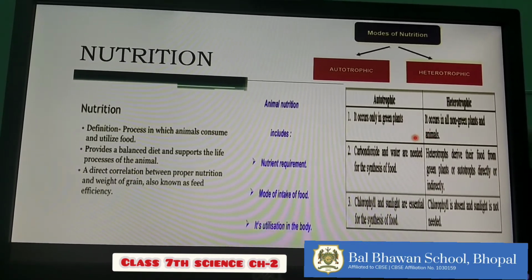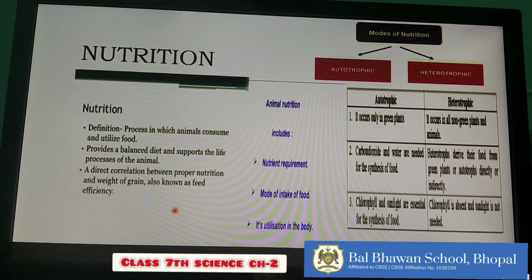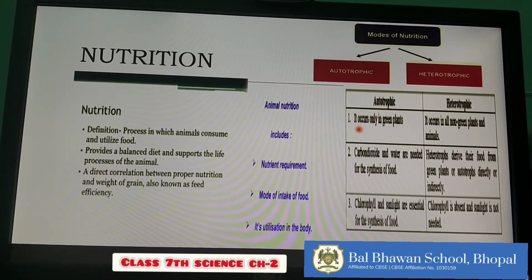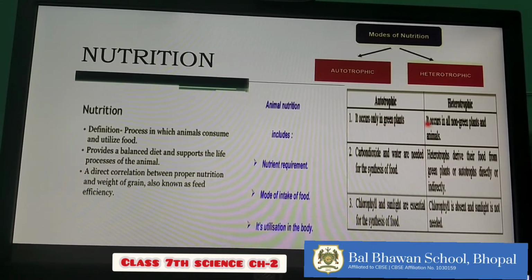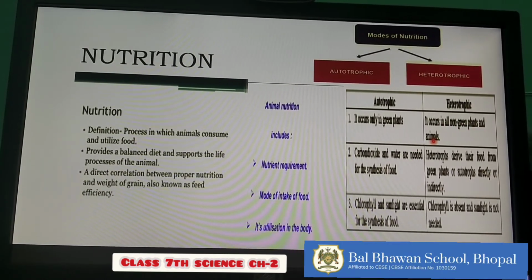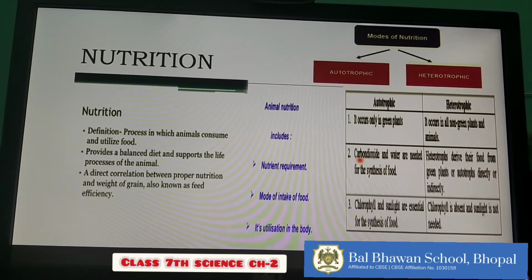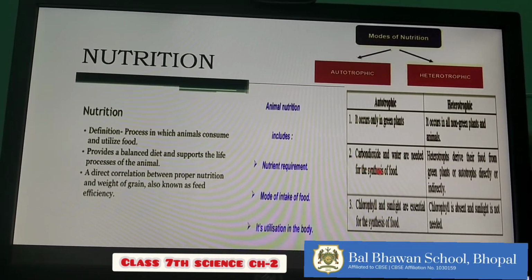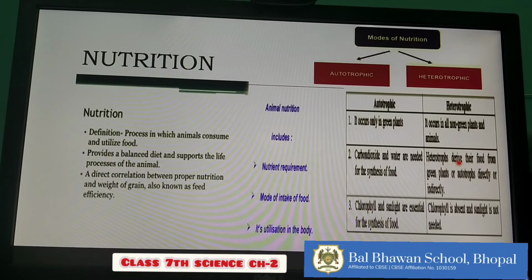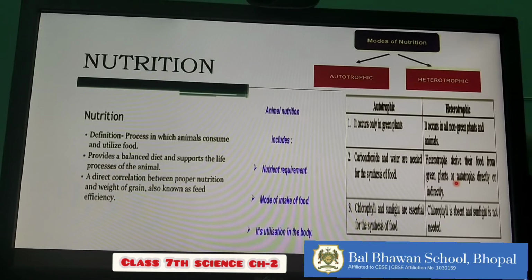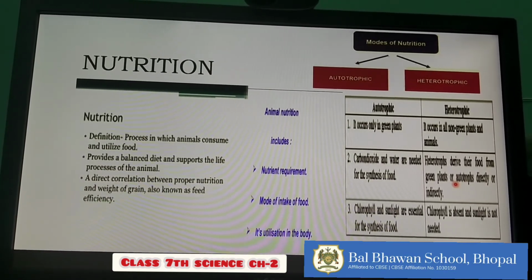Nutrition is of two types: autotrophic nutrition and heterotrophic nutrition. Autotrophic nutrition occurs only in green plants. Heterotrophic nutrition occurs in non-green plants and animals. In autotrophic nutrition, carbon dioxide and water are needed for the synthesis of food. In heterotrophic nutrition, organisms derive their food from green plants, that is autotrophs, directly or indirectly.